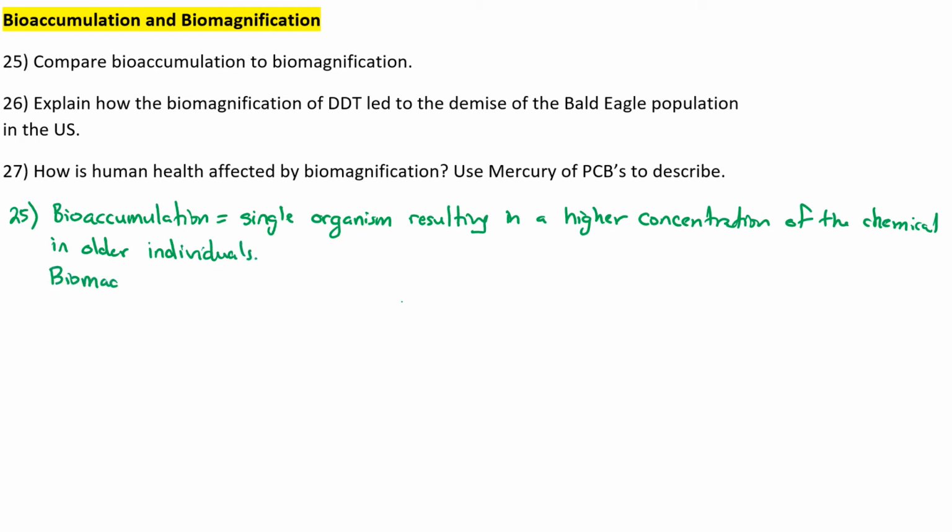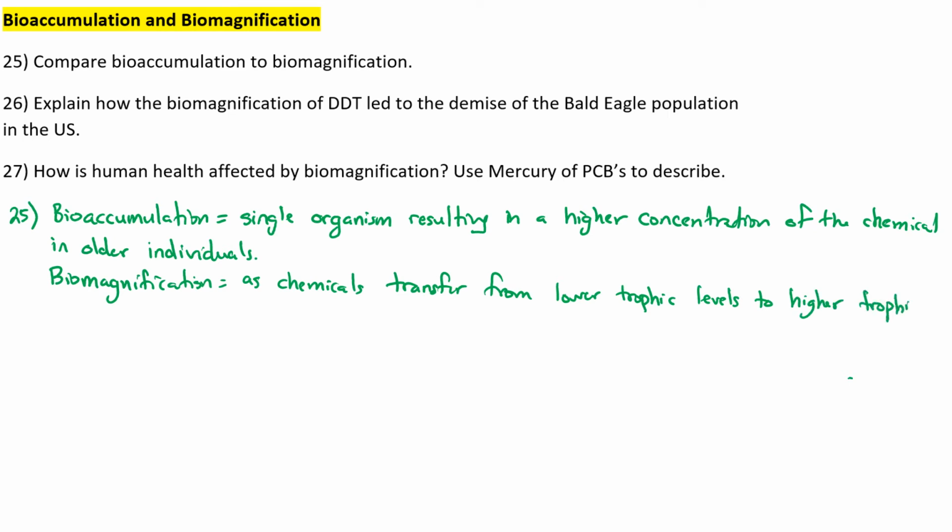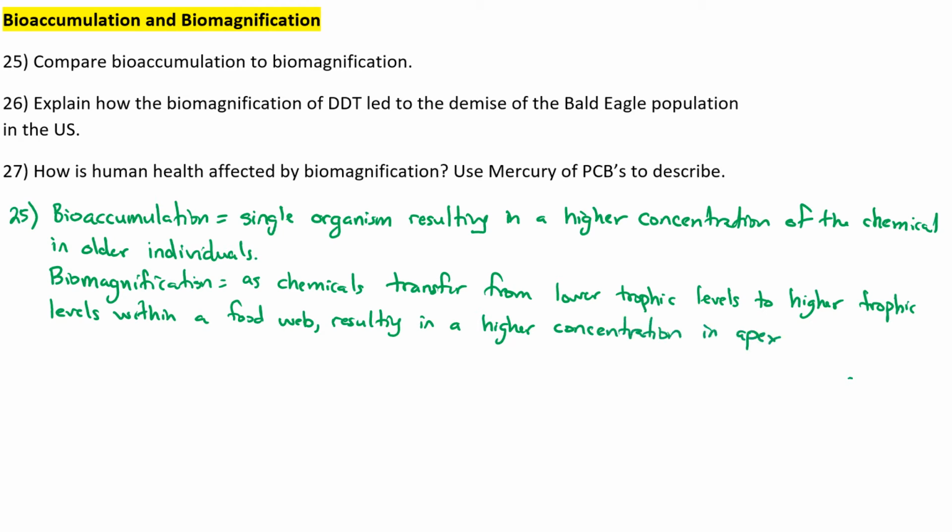Whereas biomagnification takes place as chemicals transfer from lower trophic levels to higher trophic levels within a food web, resulting in a higher concentration in apex predators.